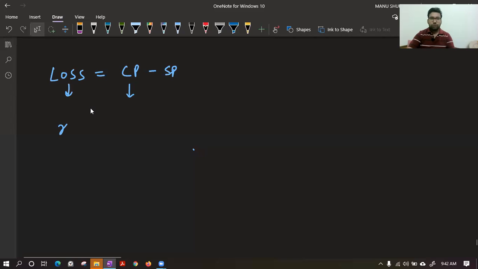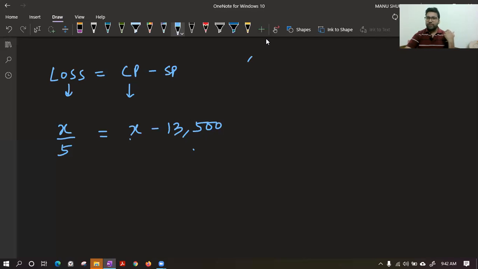Loss value is x upon 5 is equal to x minus 13,500. So the thing is, whosoever travels to the other side, he or she will become negative. This time, suppose in my mind came, instead of taking x to the left side, I will take this to the left side. Now tell me what will happen. If 13,500 will go to the left side, what will happen? It will become x upon 5 plus 13,500 equal to x upon.